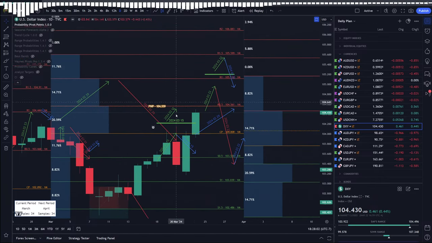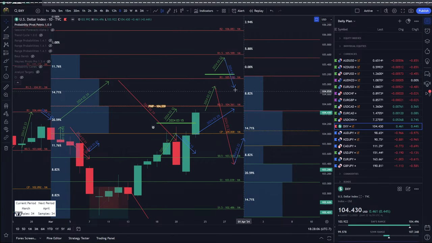And this is really where using the monthly closing data can come in handy when planning the last week of the month. This is where the monthly closing odds can be quite helpful for figuring out just how the month's going to end.